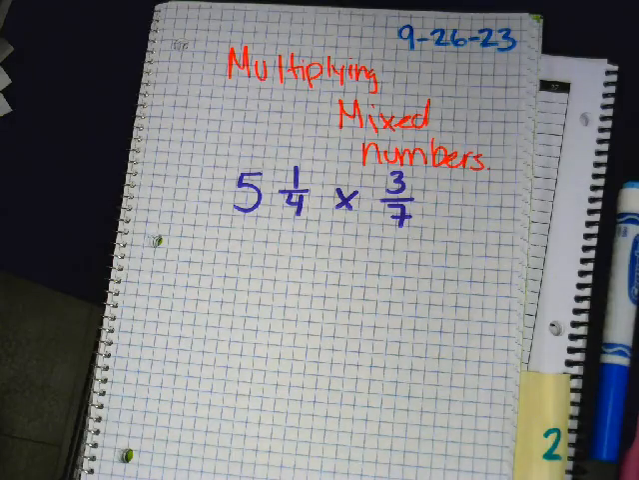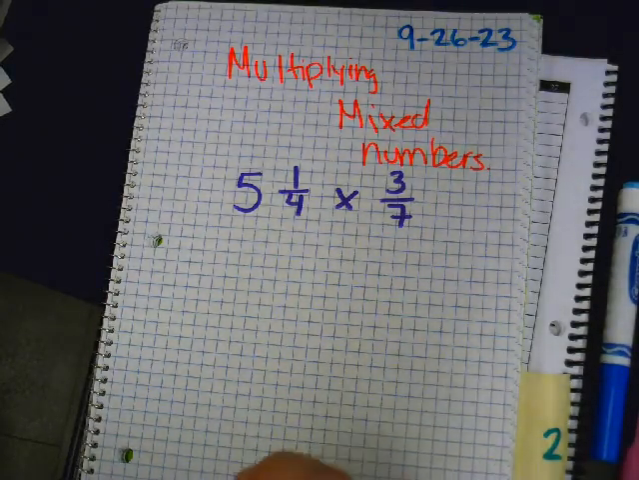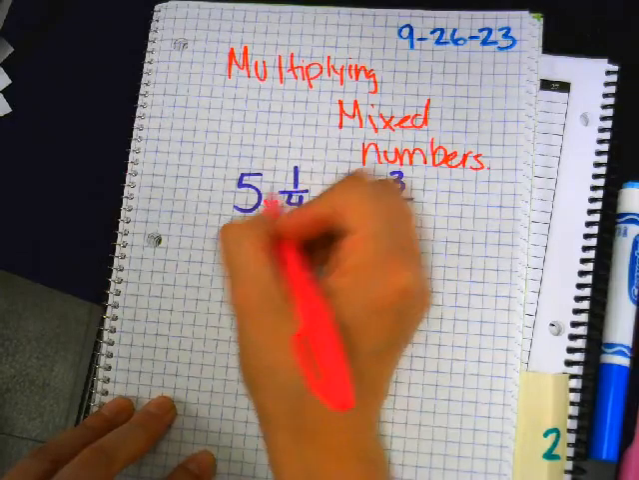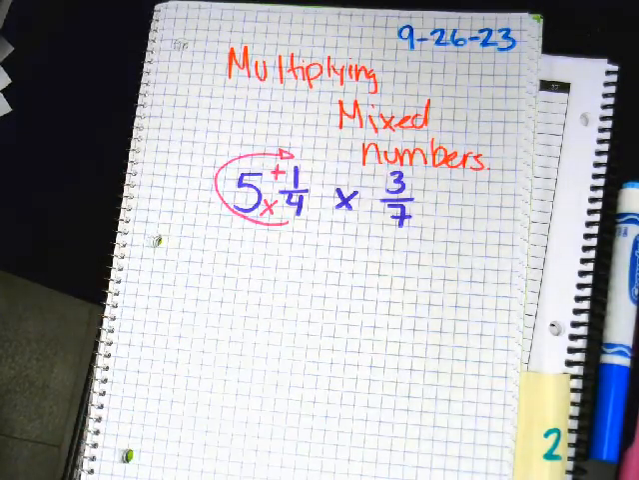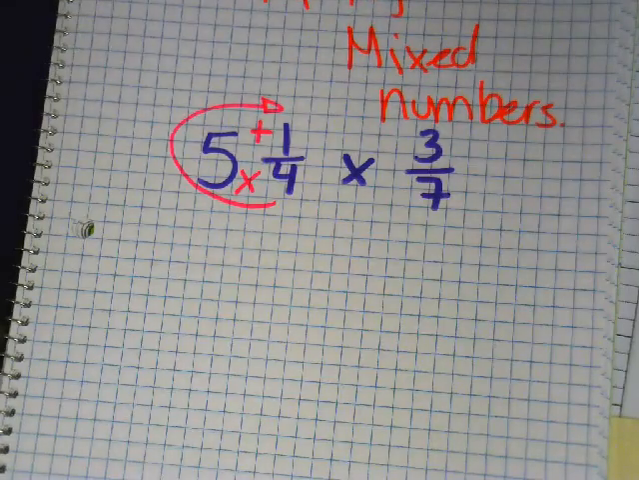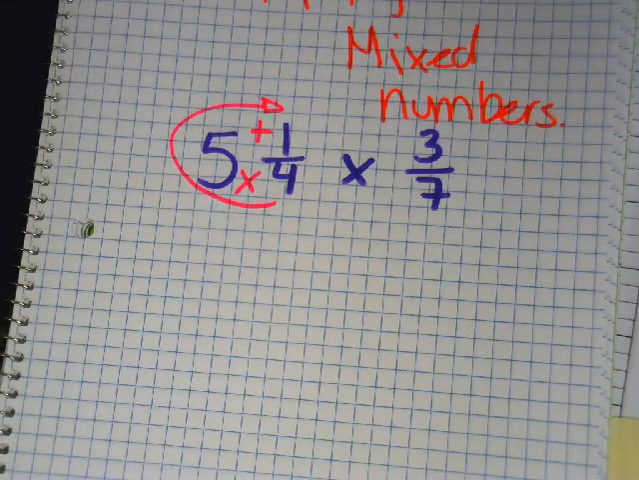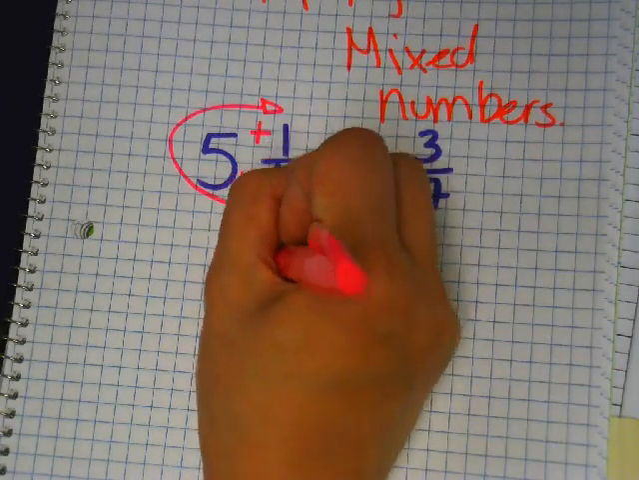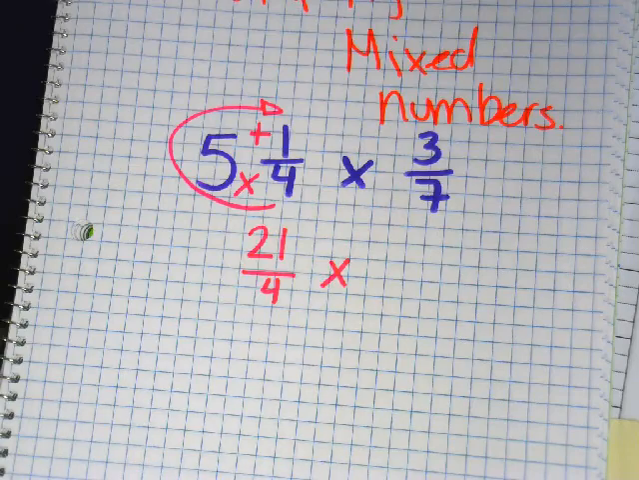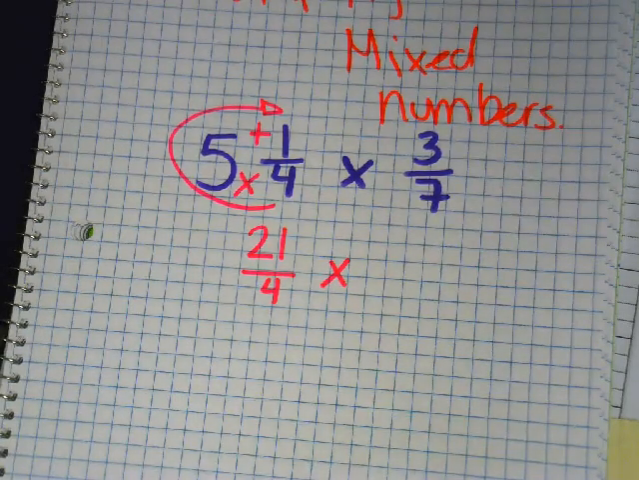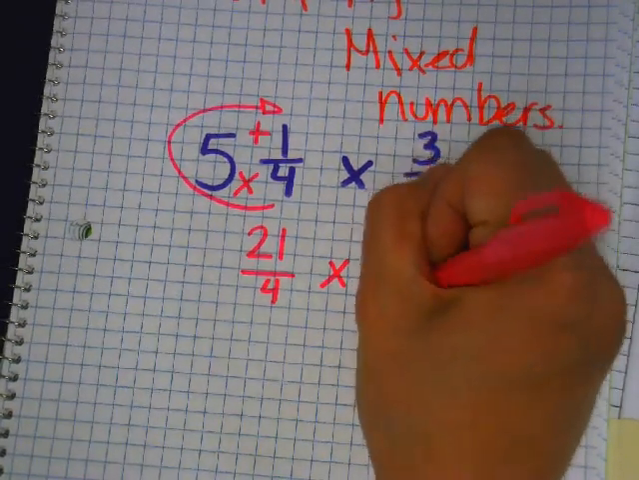Exactly. Now, do you remember how to do that from last week? We multiply and add going this way. So, what is 5 times 4? 20 plus 1? 21. So we have 21/4 times, do I do anything to the 3/7? Nope. 3/7.